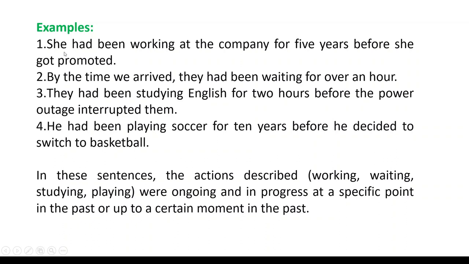Examples. 1. She had been working at the company for 5 years before she got promoted. 2. By the time we arrived, they had been waiting for over an hour. 3. They had been studying English for 2 hours before the power outage interrupted them. 4. He had been playing soccer for 10 years before he decided to switch to baseball. In these sentences, the actions described, working, waiting, studying, playing, were ongoing and in progress at a specific point in the past or up to a certain moment in the past.